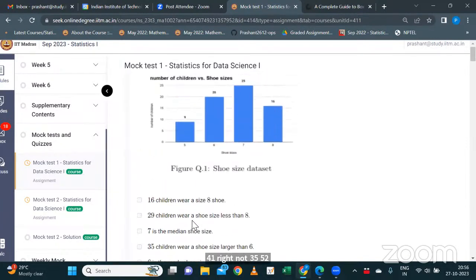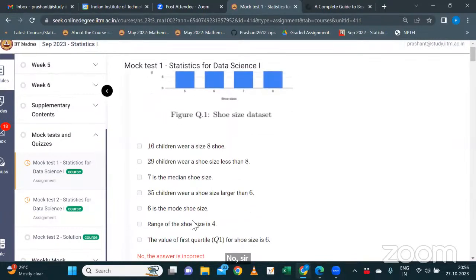Is this correct? No, sir. Right? 7. 7 should be the mode, right? Correct. So the range of the shoe size is 4.